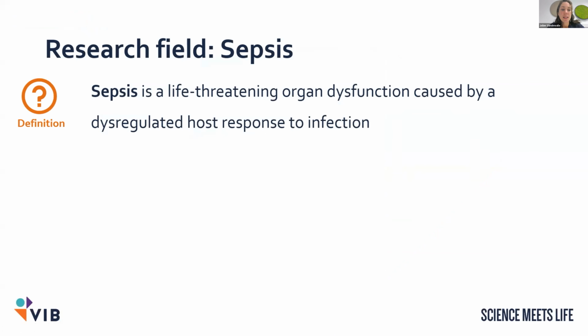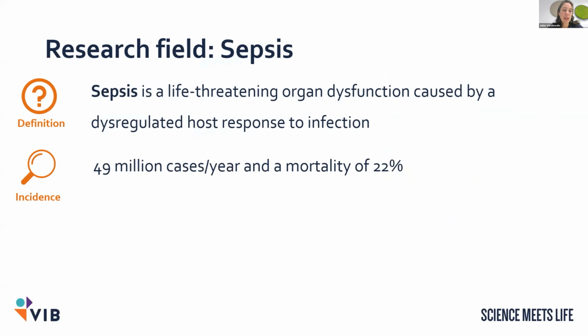So sepsis is defined as a life-threatening organ dysfunction caused by a dysregulated host response to an infection. According to the latest global estimates of sepsis incidence and mortality, 49 million people are affected yearly, leading to 11 million deaths, which corresponds to 20% of all deaths worldwide.